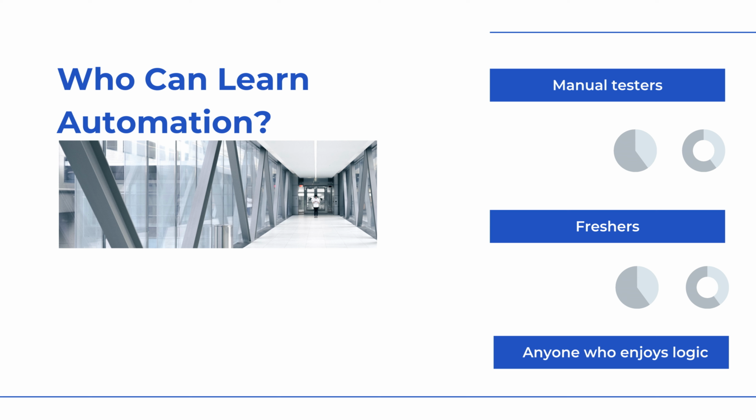Who can learn automation? Anybody can learn automation. Manual testers, freshers, people who enjoy logic, people who enjoy breaking things legally. If you can think in steps, follow patterns, and have patience with code, automation is your friend.